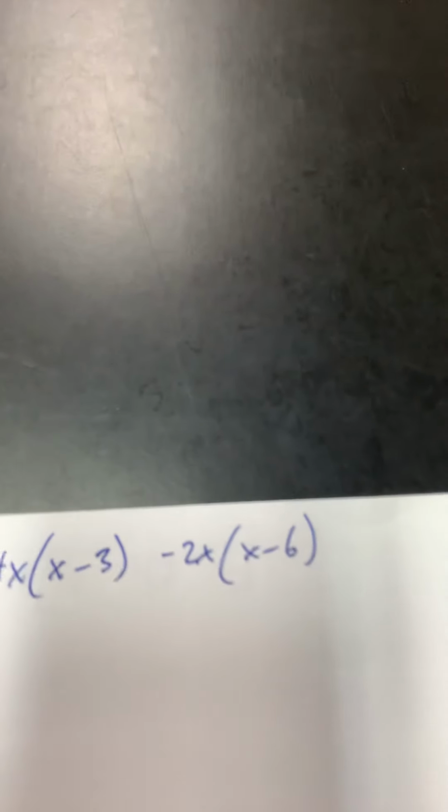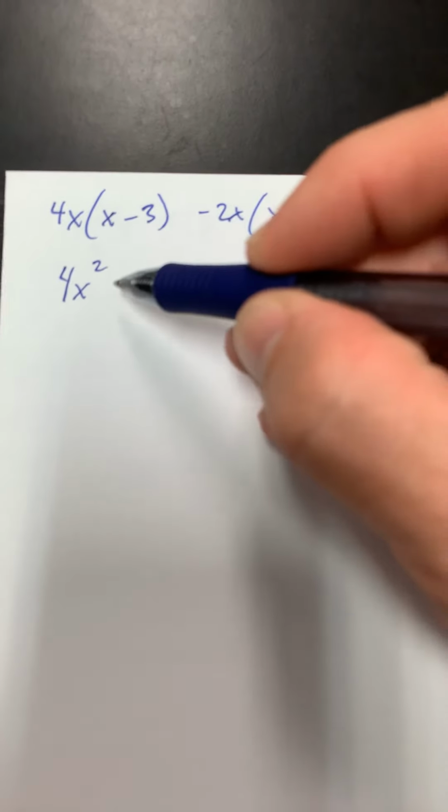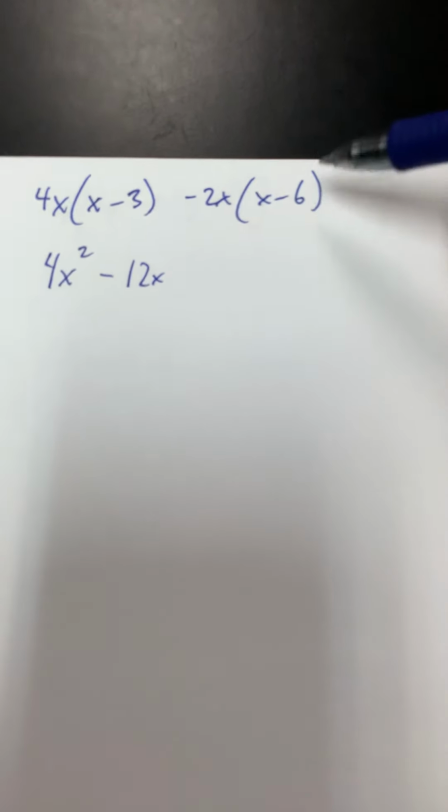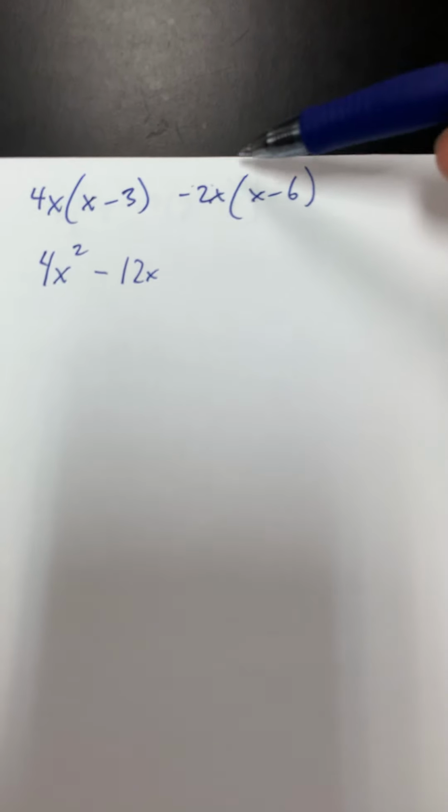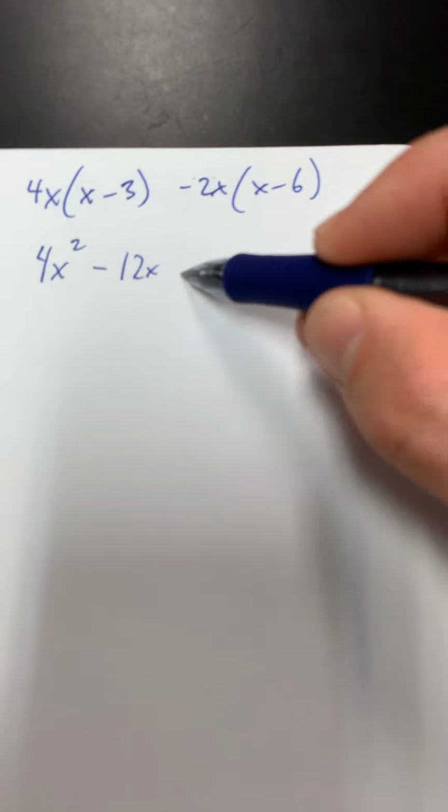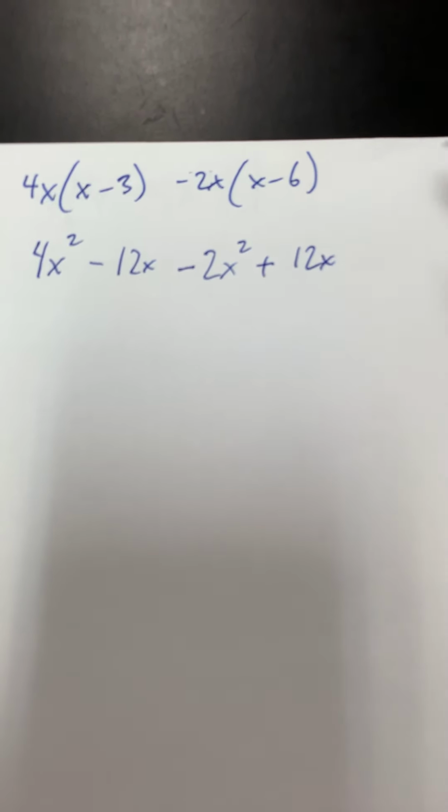Next one here. Now we're going to go 4x times x gives us 4x squared. 4x times negative 3 gives us negative 12x. Over here, negative 2x times x gives us negative 2x squared. And then negative 2x times negative 6 gives us positive 12x.